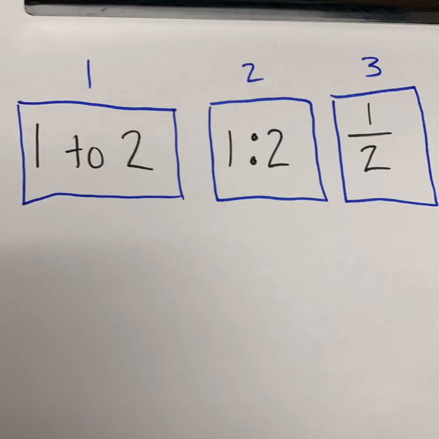In order to find an equivalent ratio, we have to start with the ratio. So we're going to start with the ratio of 1 to 2. It's very simple to look at. And I've written it down here, the 3 different ways that we've talked about so far in this unit.